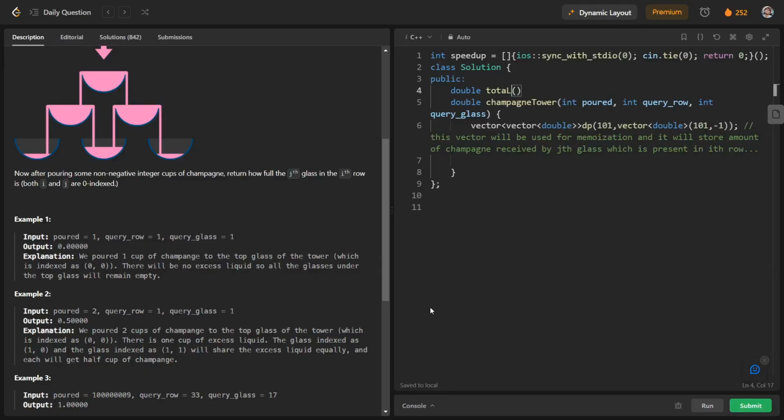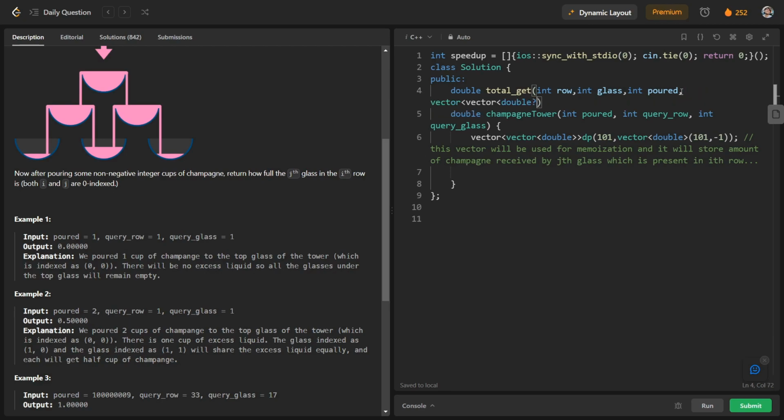Okay, so total get. For a particular row and glass, so let's say int row and int glass. What we have, another parameter, is poured. So this much champagne has been poured. And again we will pass this dp vector as a parameter, a vector of double, by reference because we are going to update the dp vector.